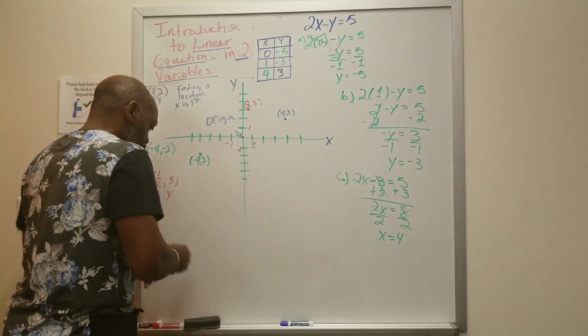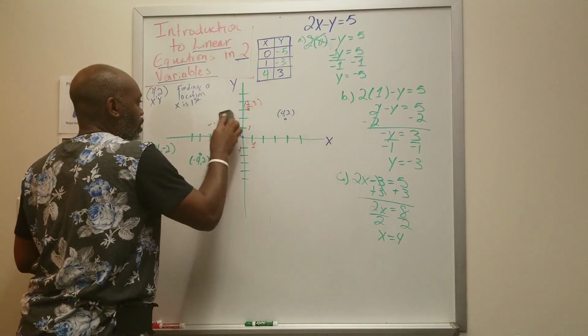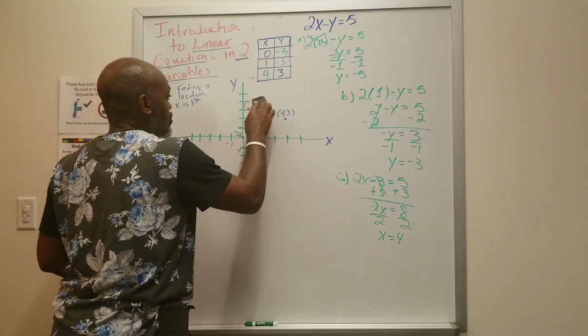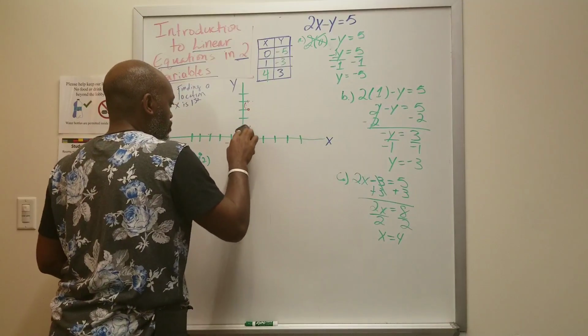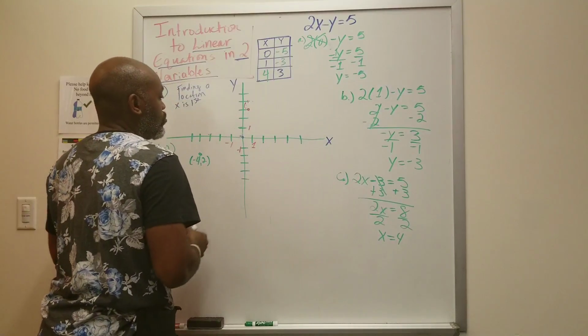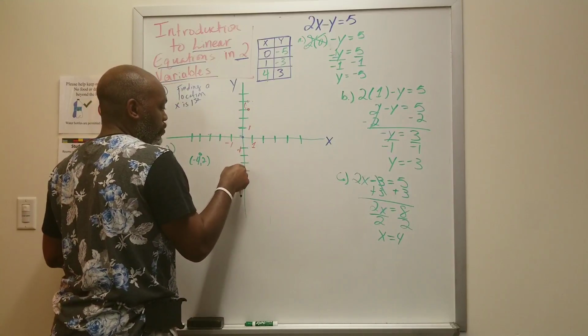So now what I'm going to do is take this table and plot my graph. And you'll notice what it looks like. So (0, -5): 0, and then negative 5, 1, 2, 3, 4, 5.